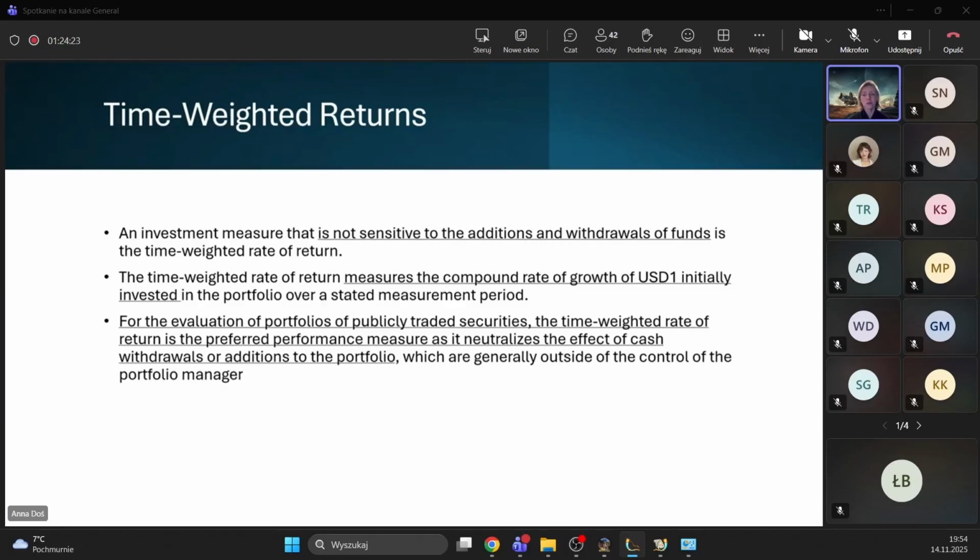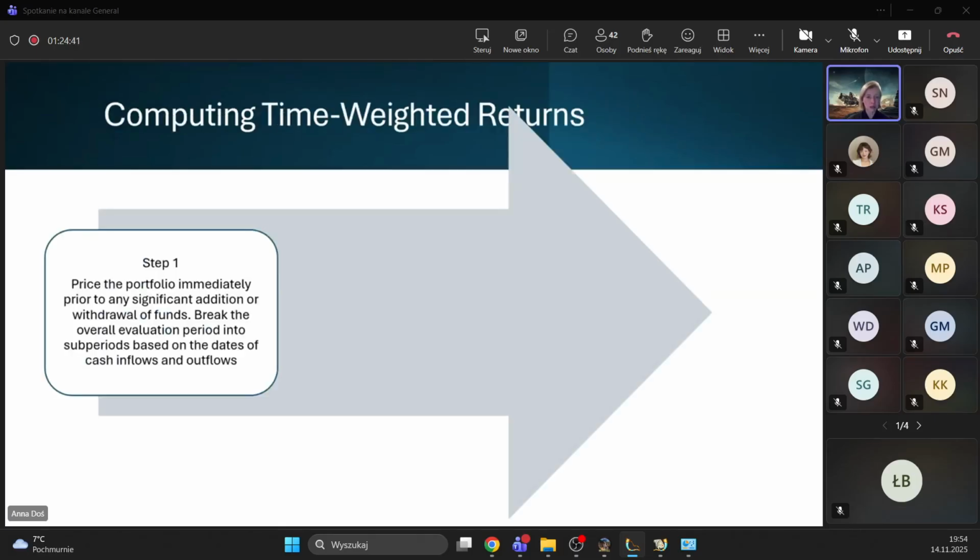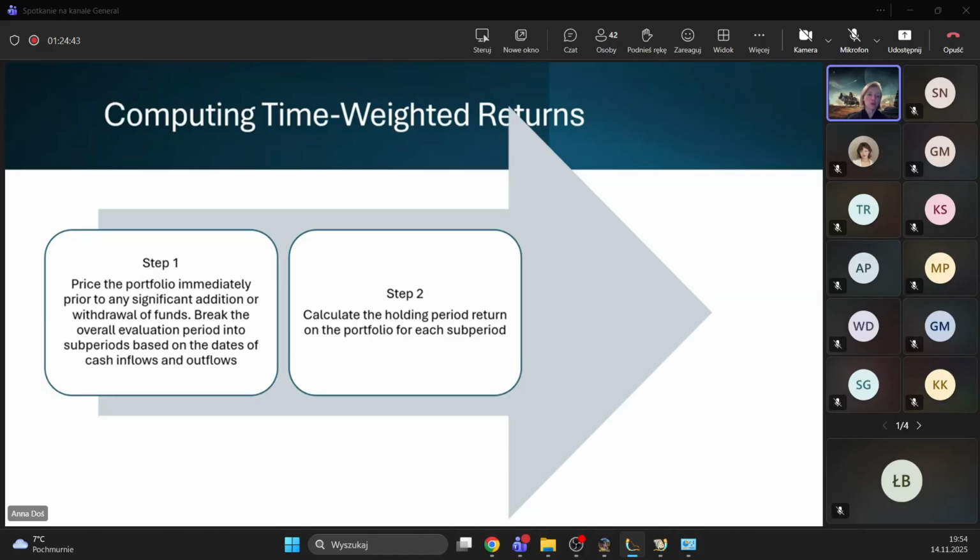So to calculate the time-weighted return, we do it if we want to neutralize the effect of cash additions and cash withdrawals to the portfolio, which are outside of the control of the portfolio manager. So how is it done? First, the manager should price the portfolio prior to any significant additions and withdrawals, break the overall evaluation period into sub-periods, then calculate the holding period return of the portfolio for each sub-period.